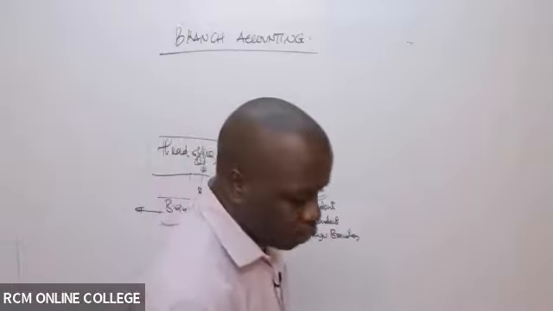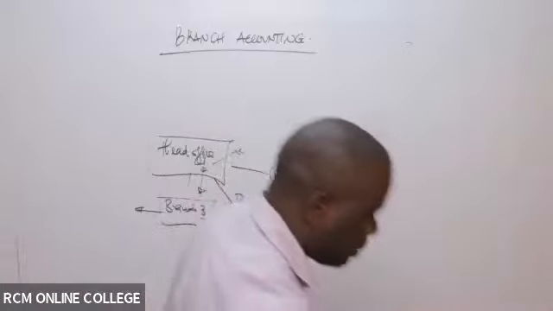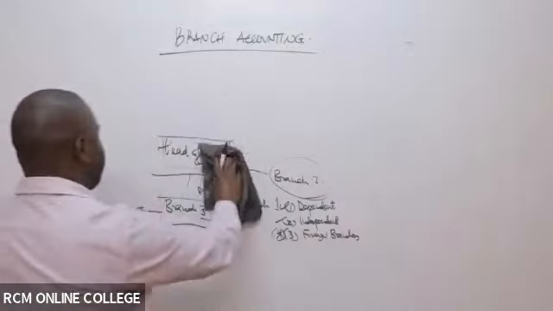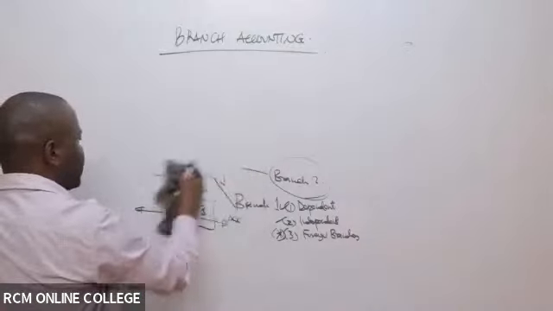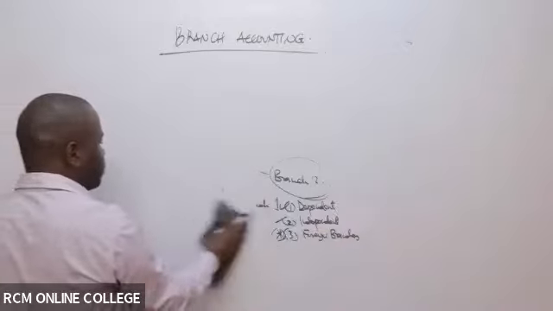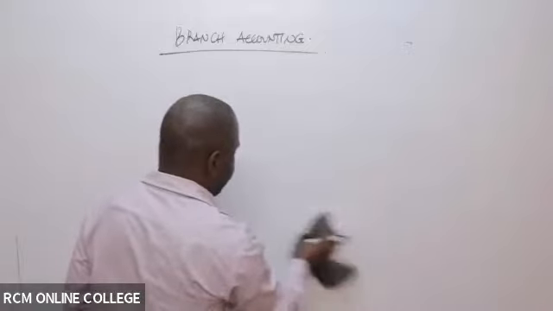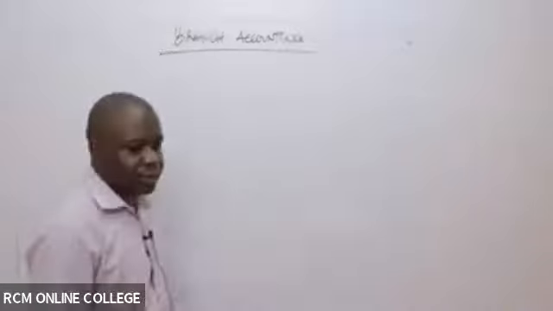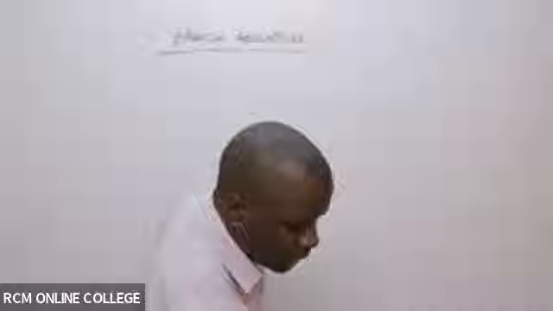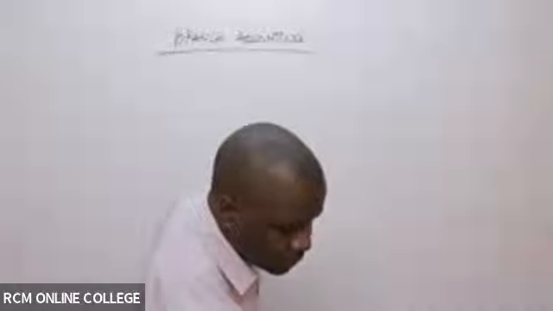So we were supposed to look at the journal entries involved where we have operations regarding a head office and a branch. We are supposed to look at the journal entries that you'll end up having to pass.